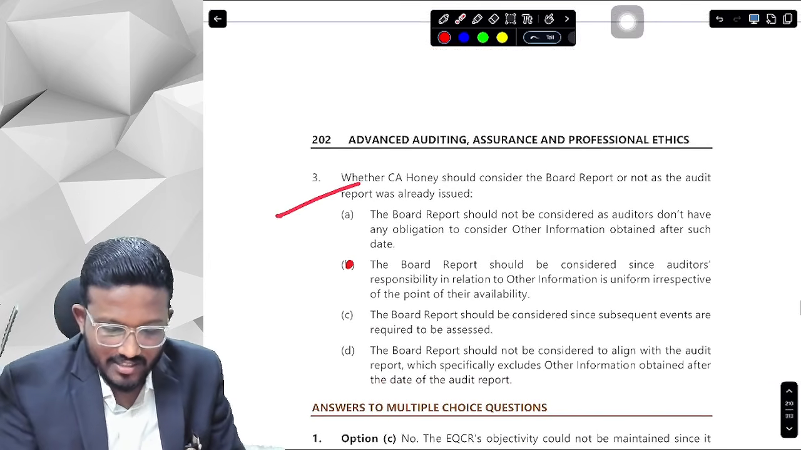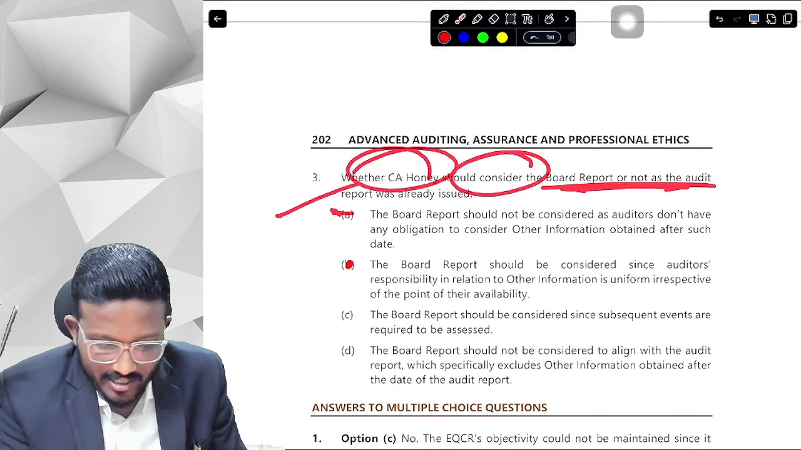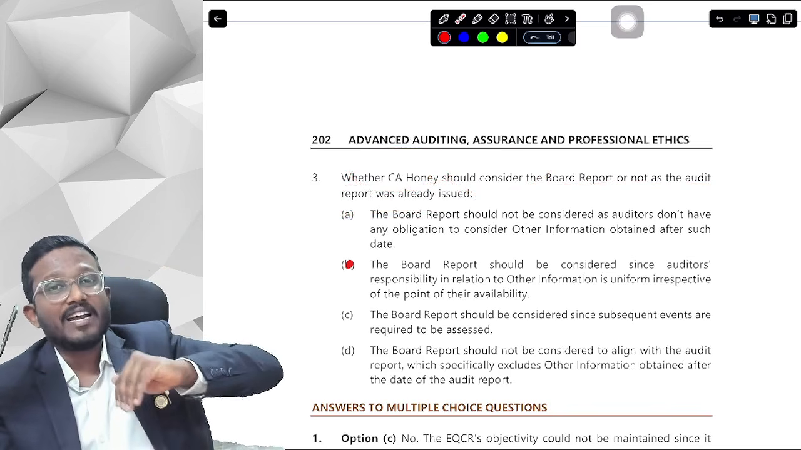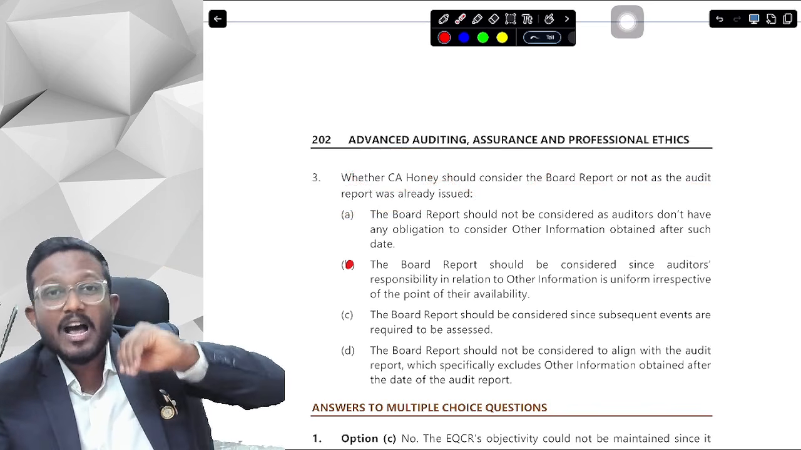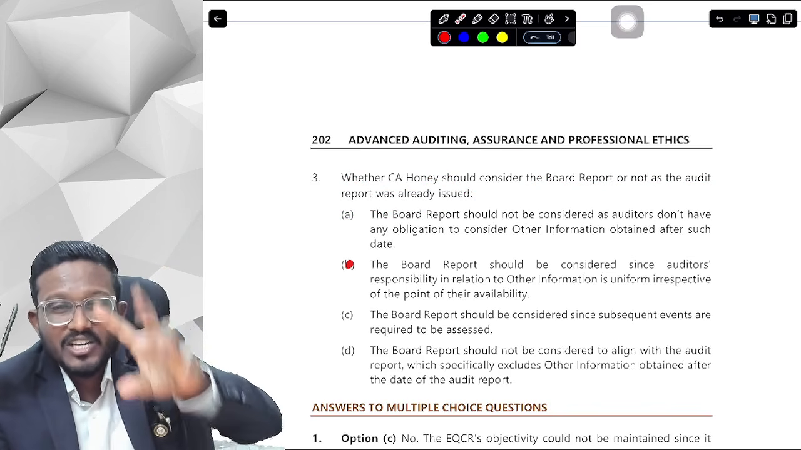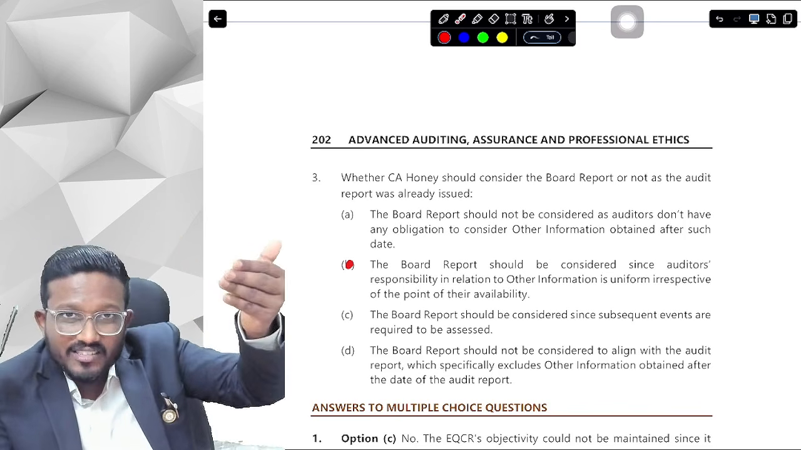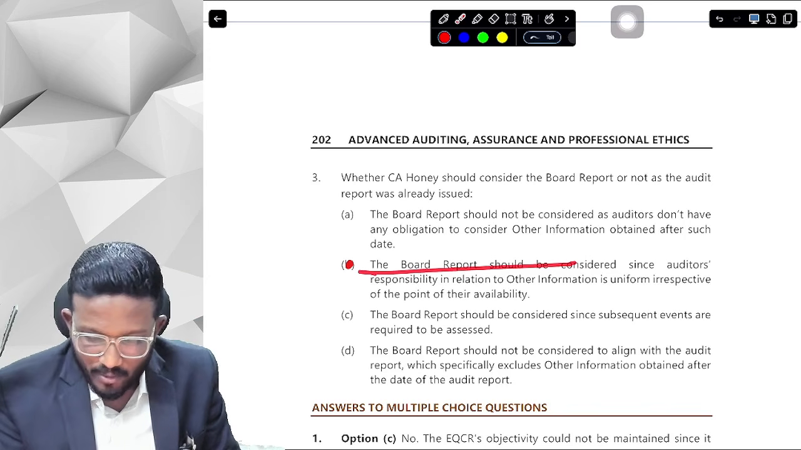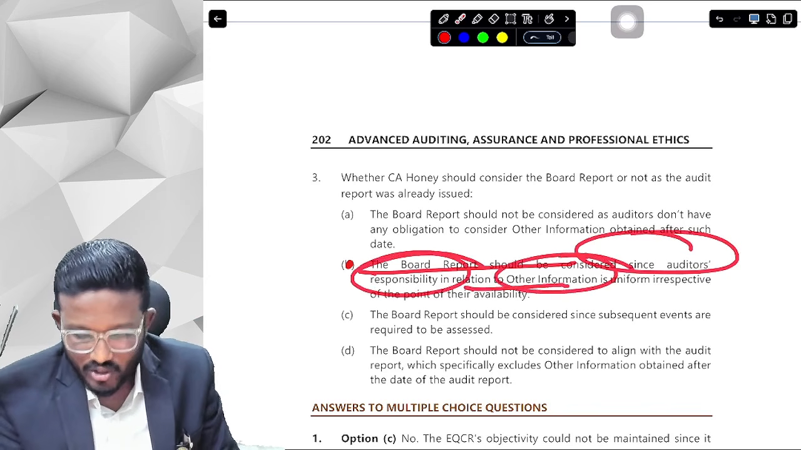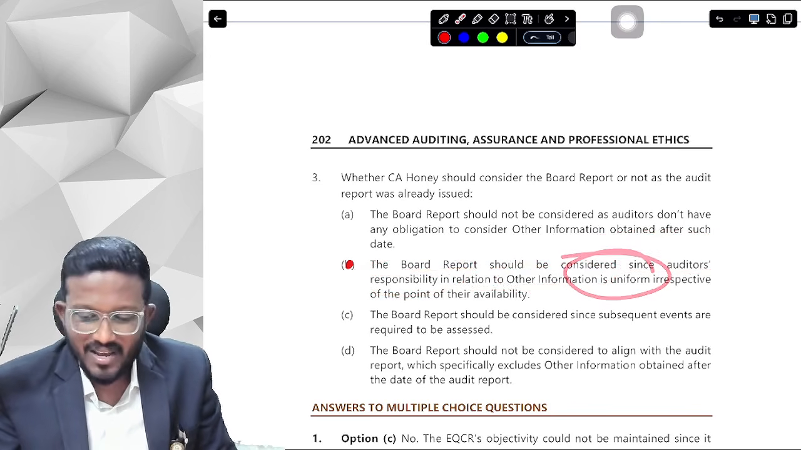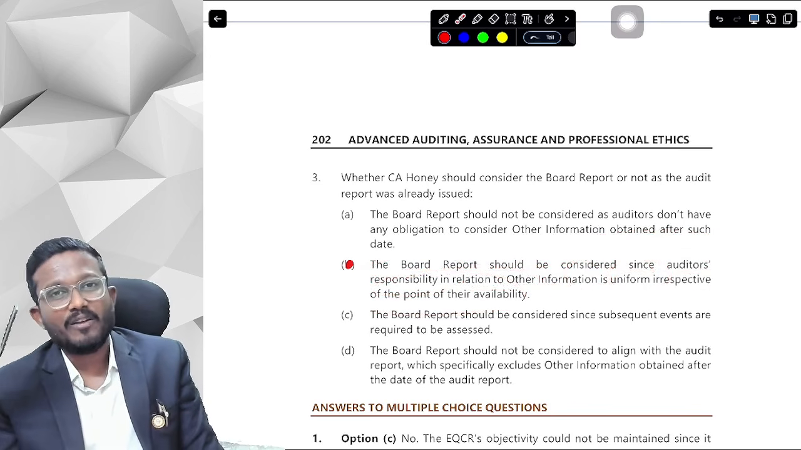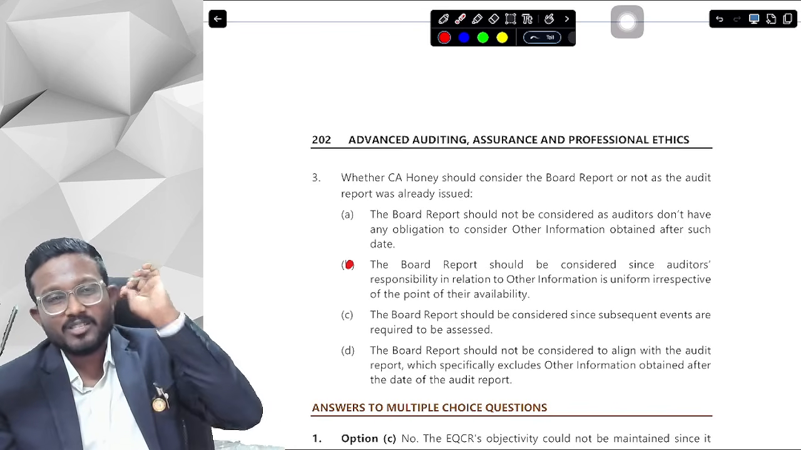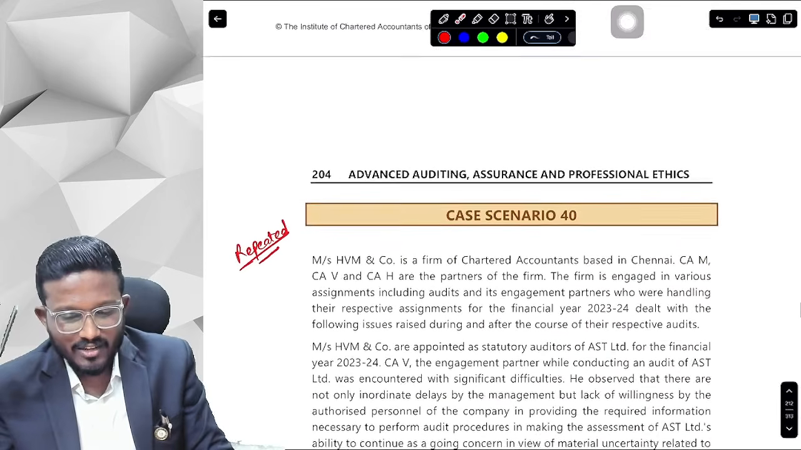Okay, yes sir. Next, whether CA Honey should consider the board report or not, as the audit report was already issued. So there is a board report. We have already issued the audit report, but after that we get the board report. Should we have to consider the board report now? Yes, as per SA 720, other information, any other information that is received after the auditor's report is also read and considered. So yes, the board report should be considered, since the auditor's responsibility in relation to other information is uniform, irrespective of whether it is available before or after the date of the audit report. In both cases our responsibility is the same. Okay, yes sir, this was your case scenario number 39.